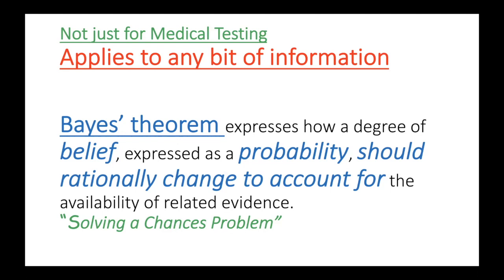So this way of thinking, one name for it is the Bayes theorem. And the main point is, your idea of probability should rationally change to account for new information. And if this were true in the political world, we'd be getting along better. People would be changing their opinions. And Bayes, though, didn't call it Bayes' theorem. He called it solving a chances problem.